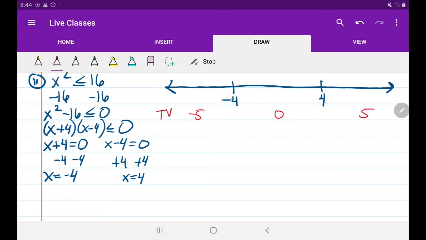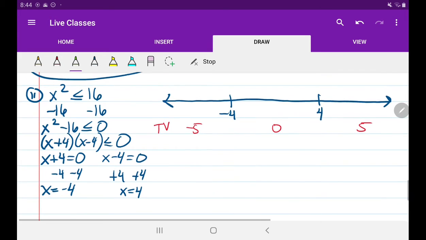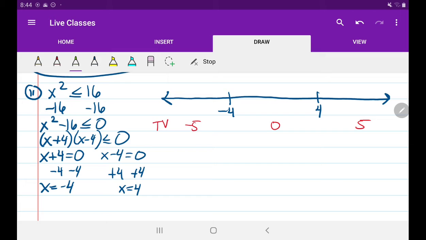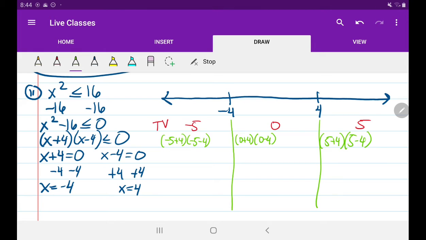And we'll go ahead and plug those into the x plus 4 times x minus 4. So let's see, I'll have negative 5 plus 4 times negative 5 minus 4. I'll have 0 plus 4 times 0 minus 4. And then I'll have 5 plus 4 times 5 minus 4.